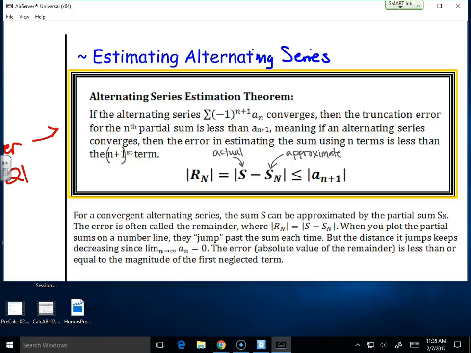Why is it all absolute value? Because we don't know if it starts with a positive then a negative or a negative then a positive, so we don't want to necessarily talk about the sign. We want to ignore the sign altogether. We're looking at the magnitude, as in how far away it is, not whether it's positive or negative away. Does that make sense?